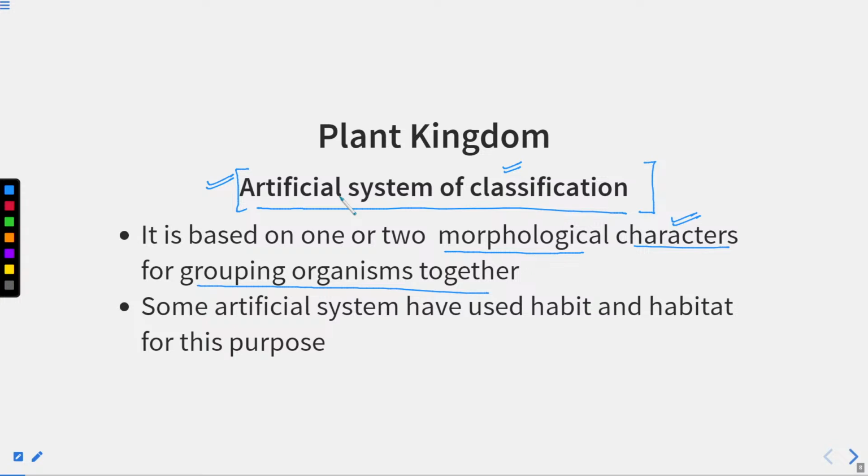For this artificial system of classification, we are just considering the morphological characters. Morphological characters means the characters which we can see with the eyes, right? We are not looking at the anatomical structure, we are not looking at the behavioral structure. We are just looking at the outer structure of the plants. That is why this particular classification is also called the artificial system. This is not a true system of classification, right? Some artificial systems have used habit and habitat for this purpose. They have just considered the habit of the organism and the habitat of the organism. That is not a good basis for classification, we can say.